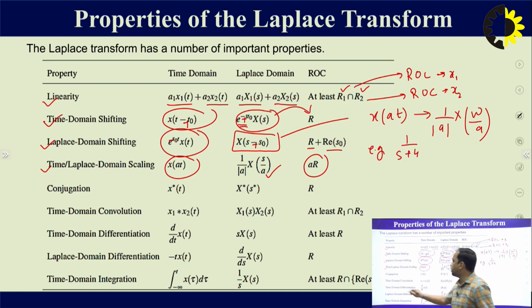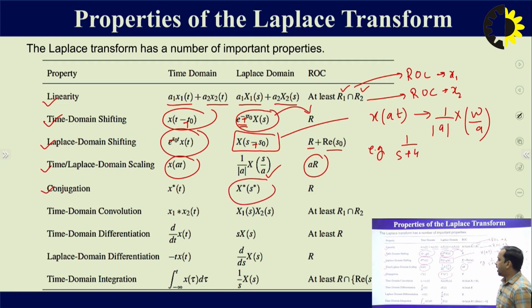Next is the conjugation property. For x star of t, we have X star, the conjugate of X of s conjugate. Again the ROC remains the same. Now, time domain convolution. As you are already aware, convolution in one domain basically results in multiplication in the other domain.